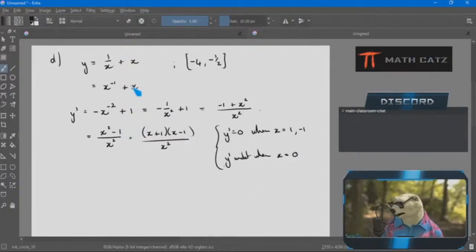Okay. Now at 0, I have a vertical asymptote, right? So this is not a critical point. Y is undefined here as well, because I can't divide by 0 up here. So it's not a critical point. And luckily it doesn't even fall in my interval. But this guy does, right? This guy is in my interval, in the interval.